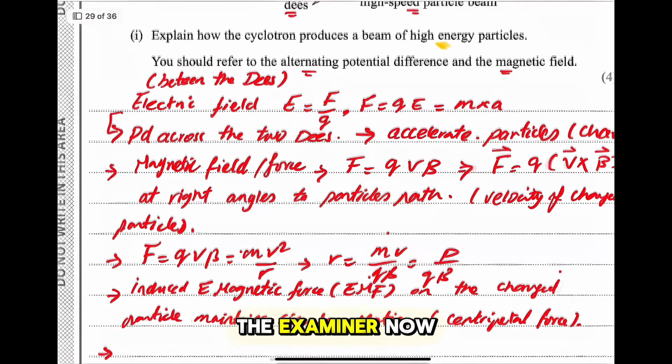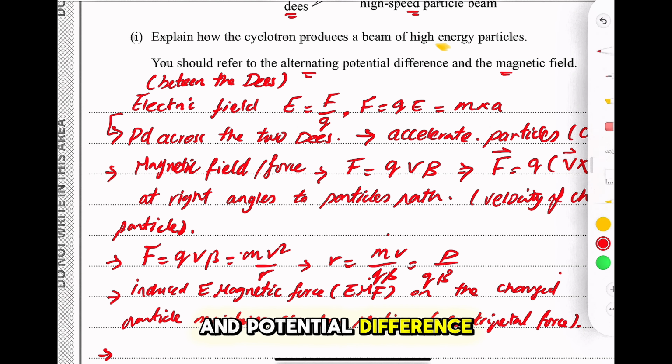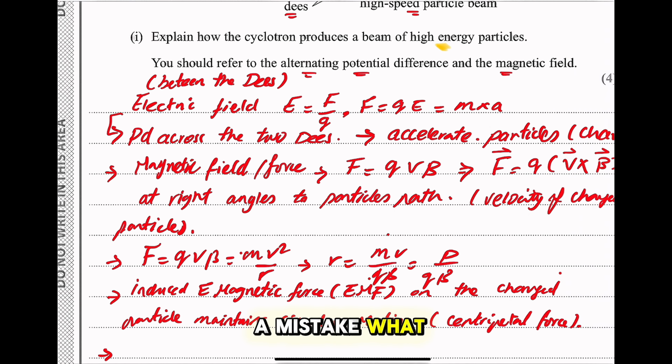The examiner, now I have a quick look. I already mentioned the magnetic field and potential difference, but I made a mistake. What? I forgot to say it's an alternating potential difference. What does it mean? What's meant by alternating potential difference? For the AC power supply, there is a time taken which is 1 over f, the period equals 1 over frequency.